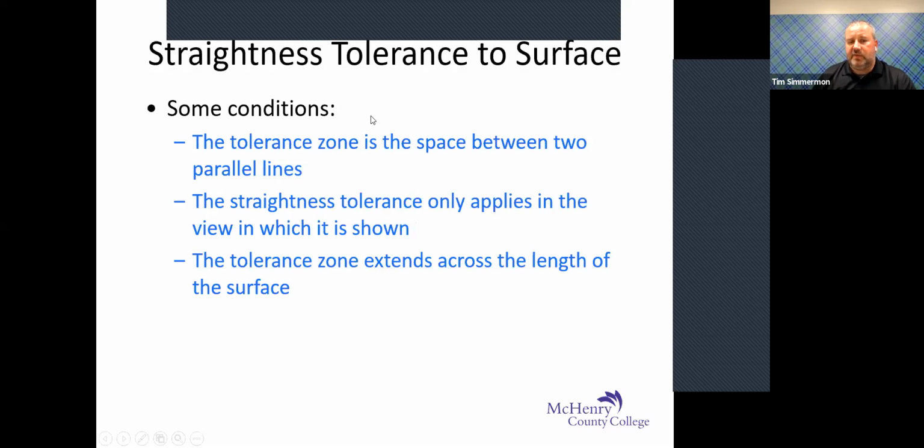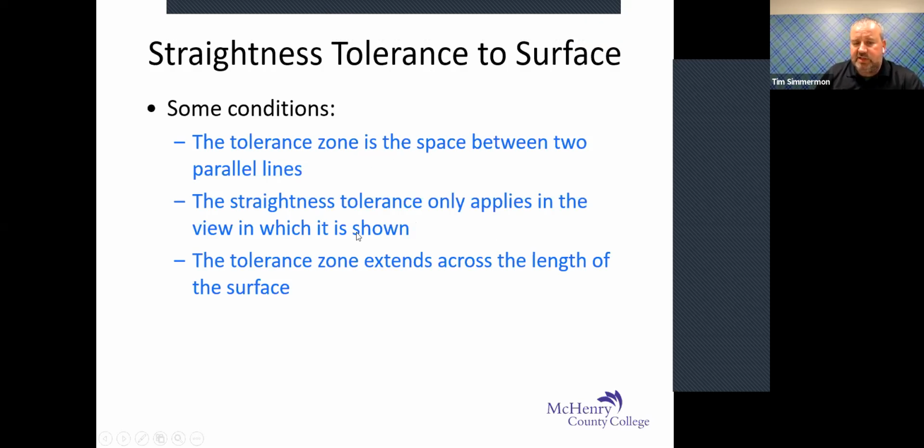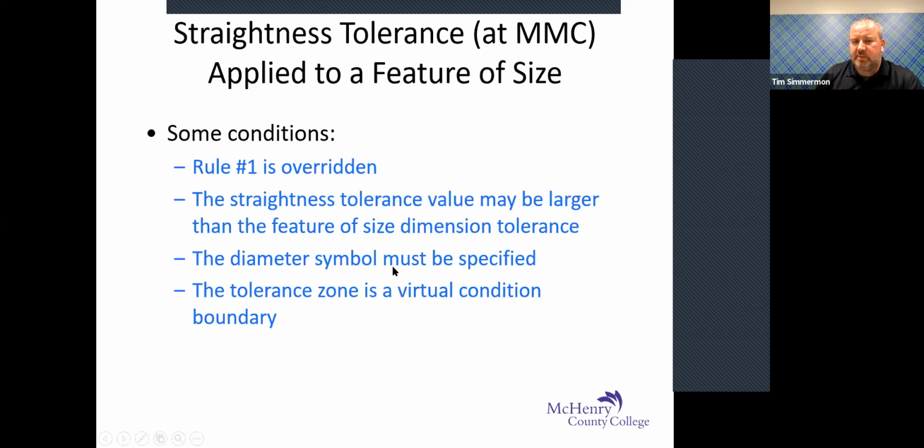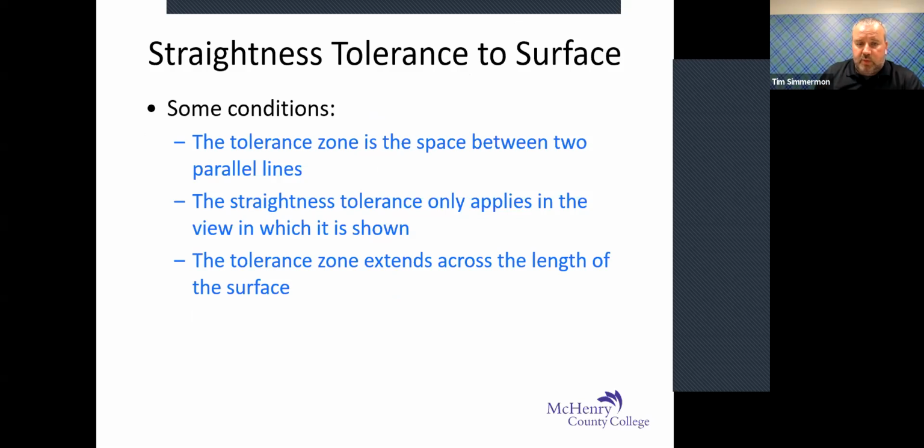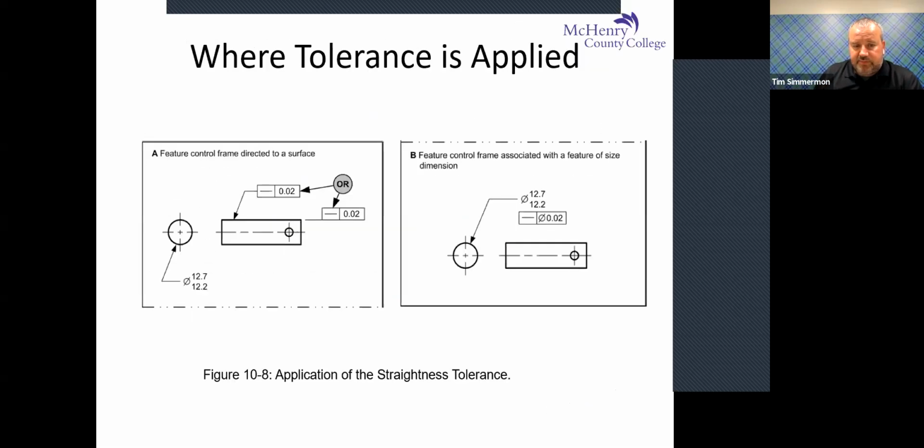Straightness tolerance to a surface is the tolerance zone between two parallel lines. The straightness tolerance only applies in the view in which it's shown, and the tolerance zone extends across the entire length of the surface. We'll talk about it through examples. Let's go back to that drawing. Let's go to the whiteboard and we'll show this drawing right here.